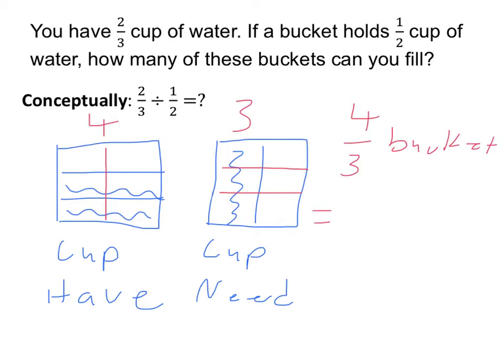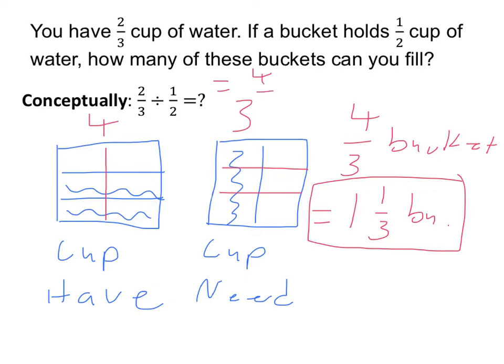4/3 of a bucket means that we're going to be able to fill 1 whole bucket and then 1/3 of another bucket. So there's our answer: 2/3 divided by 1/2 equals 4/3 of a bucket, or 1 1/3 of a bucket. So that's how we could draw a picture and use the meaning of fractions to reason through what the answer is.